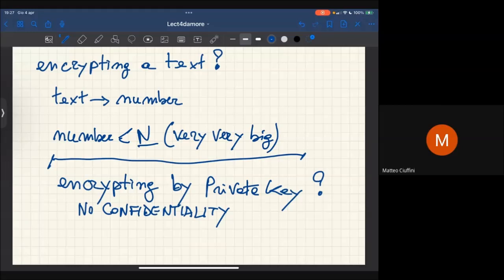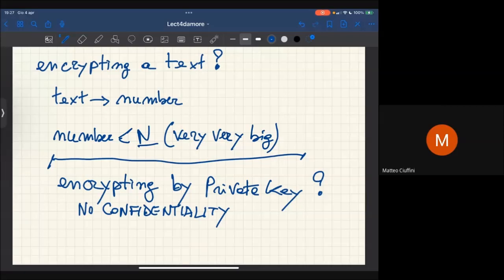So if people are able to decrypt by using the public key, people will understand one important thing. If you can decrypt by using the public key of Alice, what do you understand? That only Alice could encrypt because it was encrypted by using the private key. Okay?